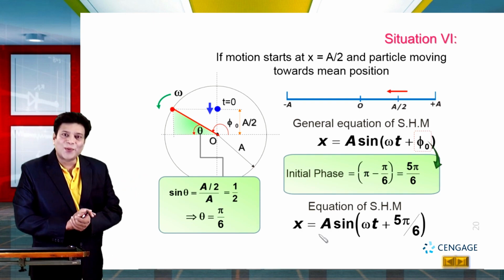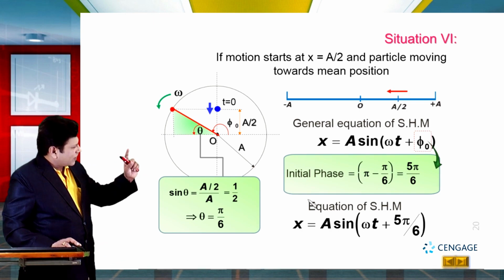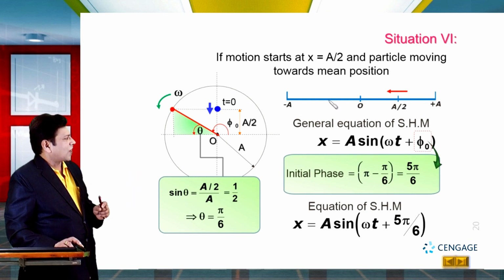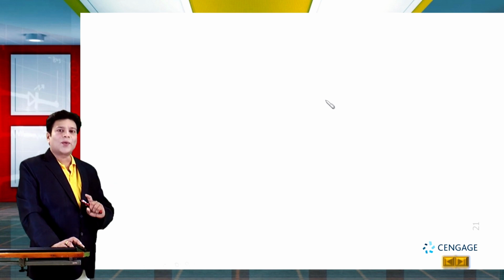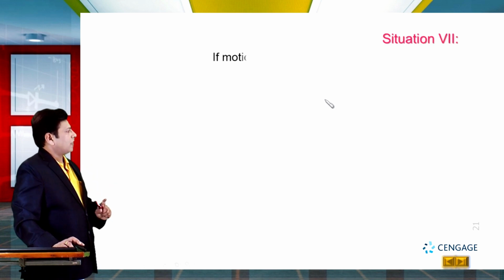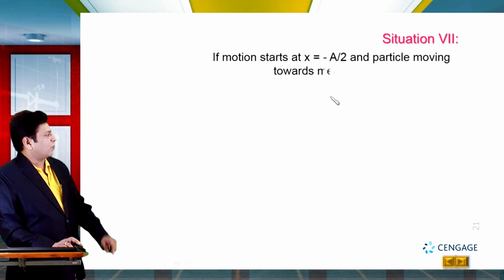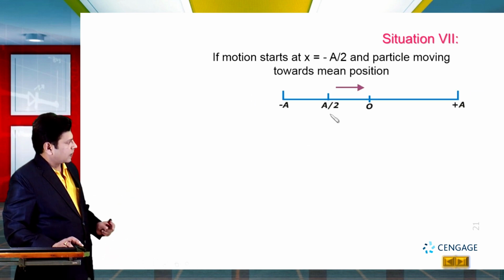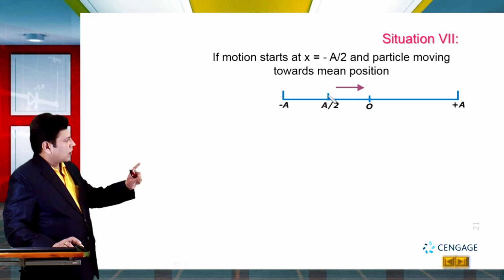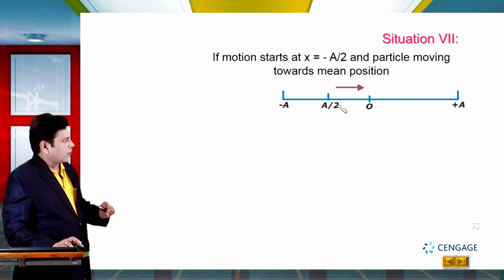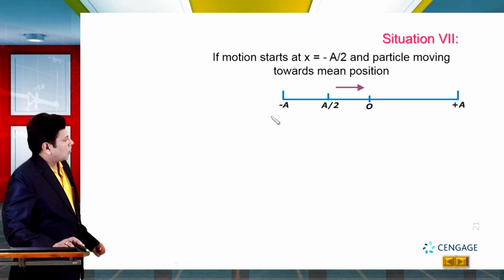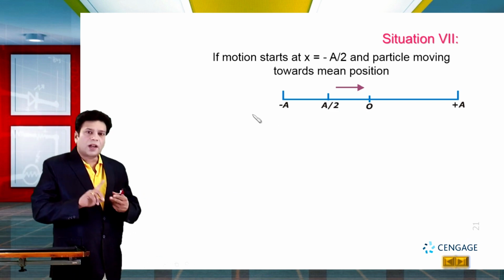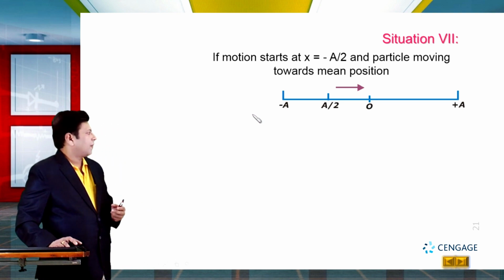Now let us take one more situation. This time, let the particle start oscillating from the negative displacement side, from x equal to minus a by 2 position, and moving toward the mean position. So let us draw the oscillation diagram. Okay, you can follow. It is starting SHM from x equal to minus a by 2 and moving toward the mean position. So here we need to draw a circle of radius a again.